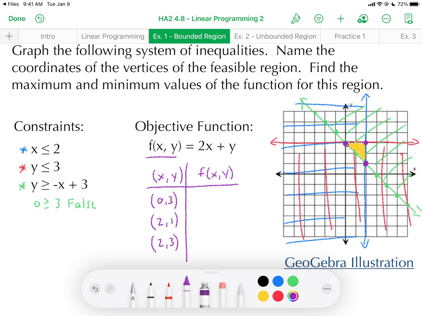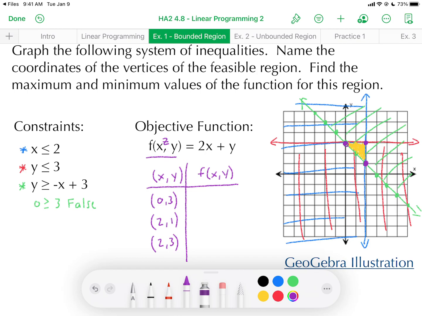Thoughts? f of x comma y, what's another way of representing that? No one? How about z? This is just like a z value. So the objective function we're working with here is actually a three-dimensional equation, okay, that represents a plane, all right?